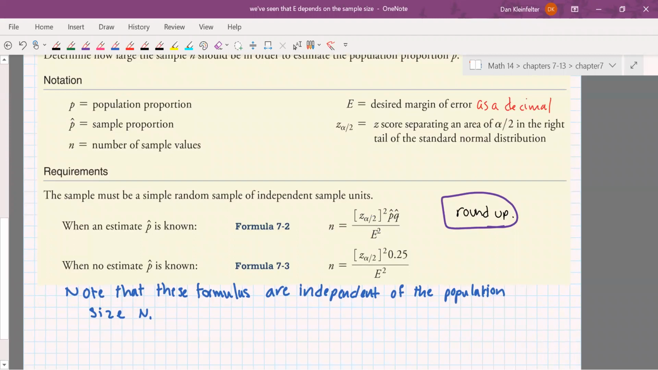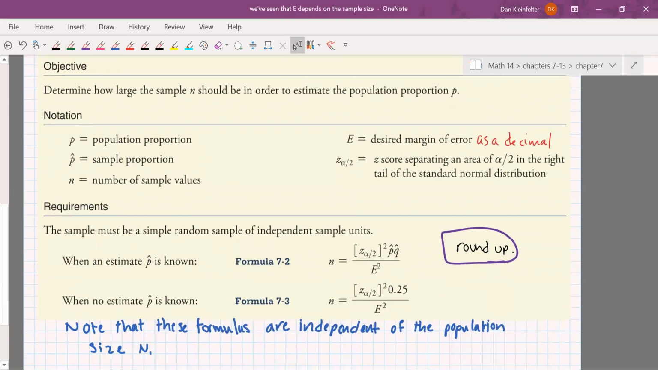Okay, so then our formula, we just saw Z alpha over 2 squared over E squared, and that's times P hat Q hat. So a question that comes up is, well, the P hat and Q hat come from the sample, right? And so if we're determining the size because we're going to do the sample, how do we know what the P hat and Q hat are if you haven't even done the sampling yet? And so the answer to that question is basically, do you have maybe some kind of prior study that you could use as an estimate? If you don't have some kind of an estimate, then you're going to use 0.5 for both.